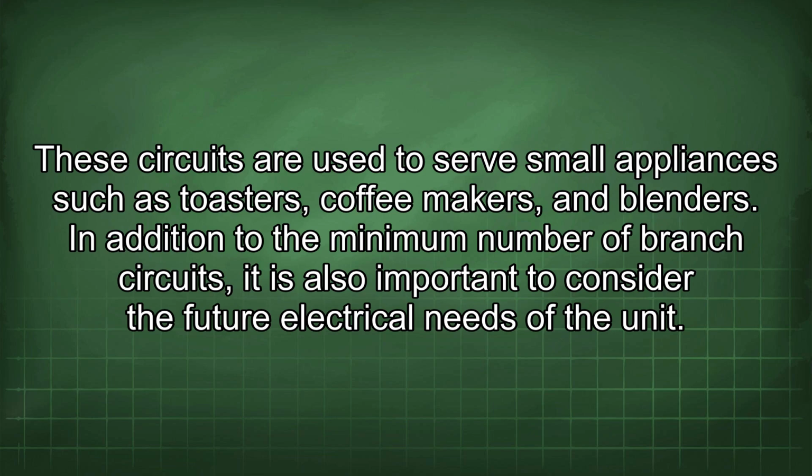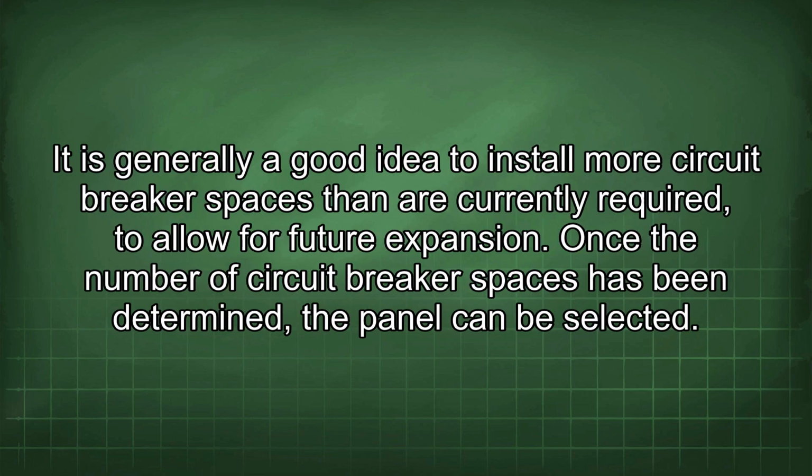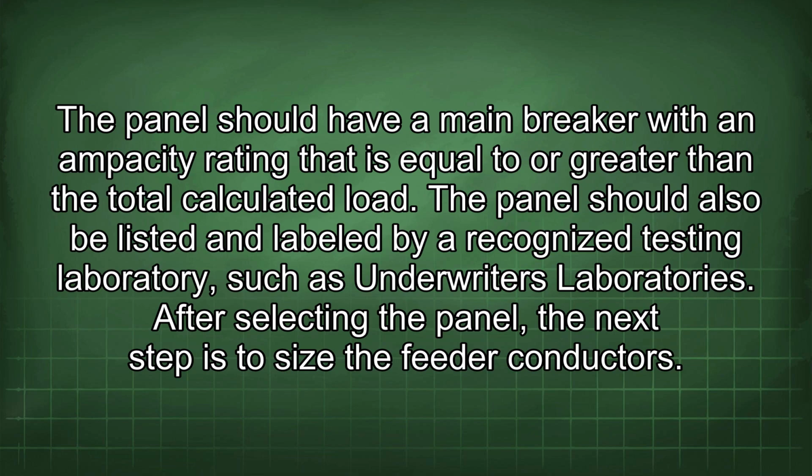In addition to the minimum number of branch circuits, it is also important to consider the future electrical needs of the unit. It is generally a good idea to install more circuit breaker spaces than are currently required to allow for future expansion. Once the number of circuit breaker spaces has been determined, the panel can be selected. The panel should have a main breaker with an ampacity rating that is equal to or greater than the total calculated load. The panel should also be listed and labeled by a recognized testing laboratory such as Underwriters Laboratories.